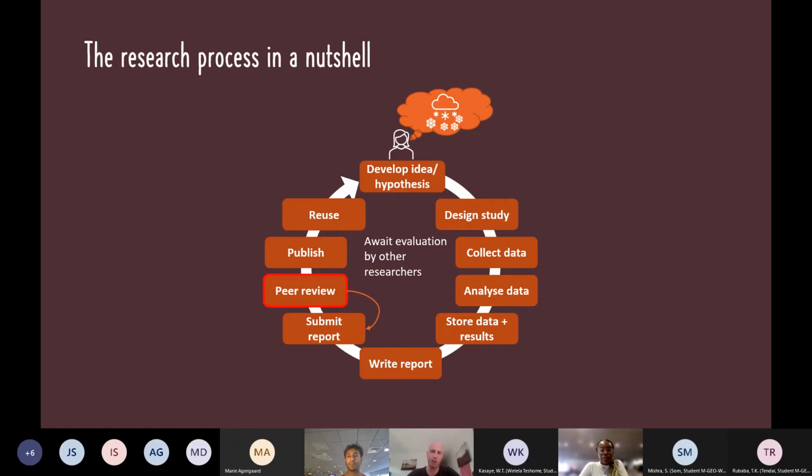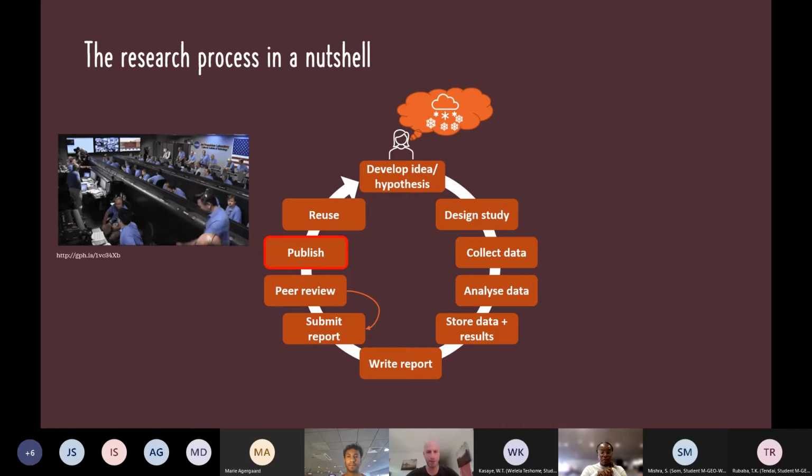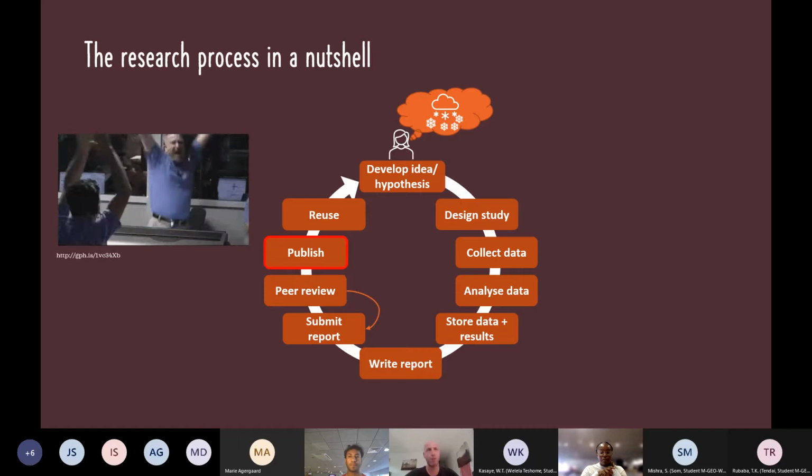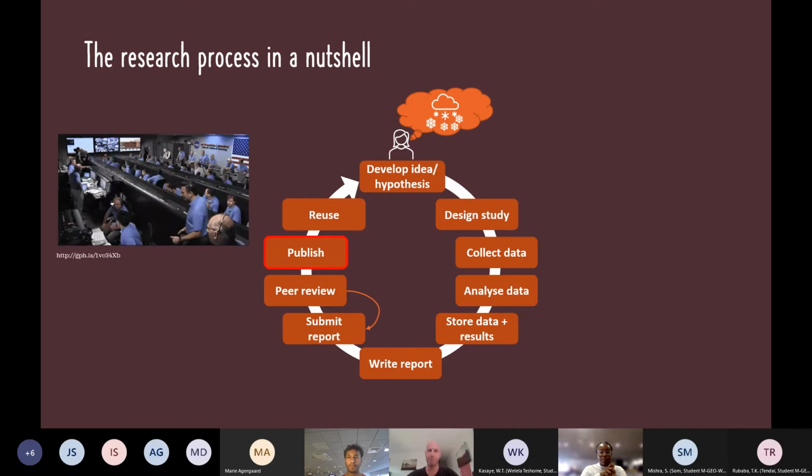A paper can be rejected, which means that Amy needs to spend some additional work to address the suggestions, comments, and questions made by the reviewers. Or the paper gets accepted, which means it can be published. You can imagine that this is a very nice moment in every researcher's career.